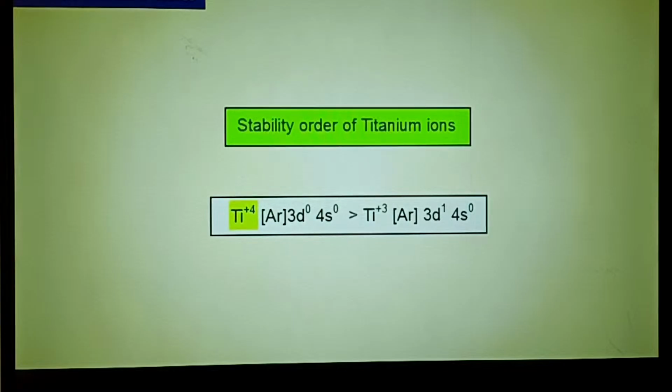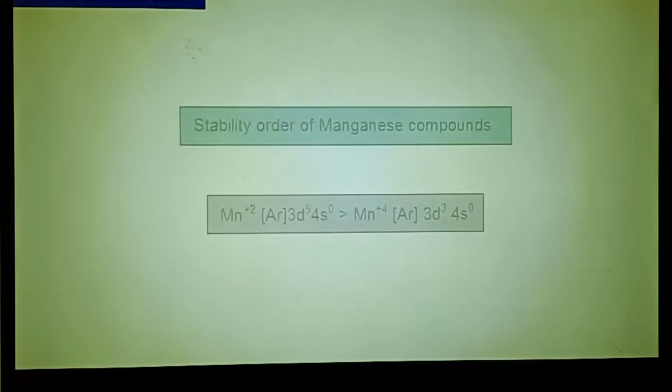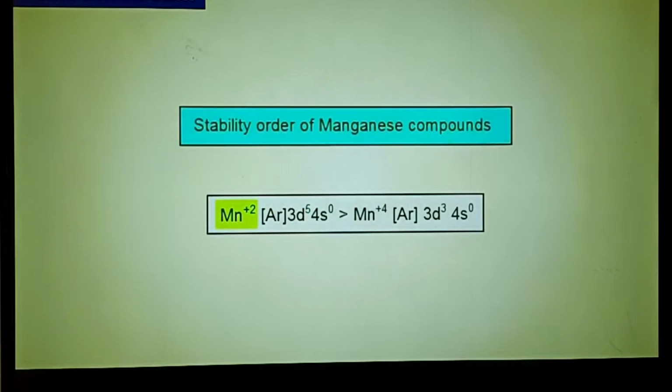Thus, a titanium 4+ ion with d0 configuration is more stable than a titanium 3+ ion with 3d1 configuration. Similarly, a manganese 2+ ion with 3d5 configuration is more stable than a manganese 4+ ion with 3d3 configuration.